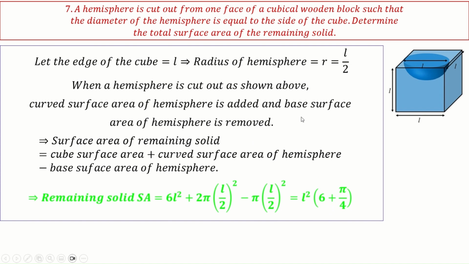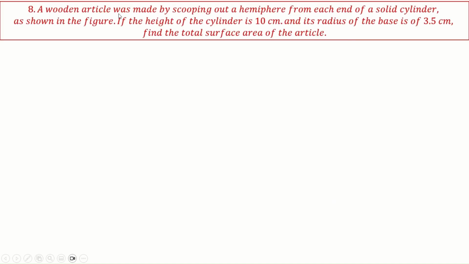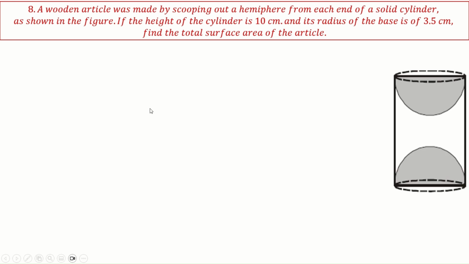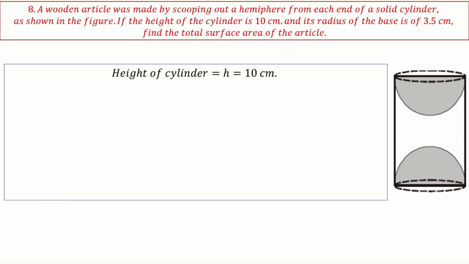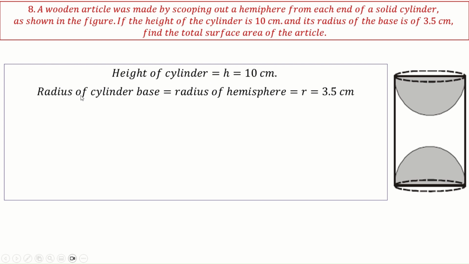Next. A wooden article was made by scooping out a hemisphere from each end of the solid cylinder, as shown in the figure. Both ends have a hemisphere scooped out. If the height of the cylinder is 10 centimeters and its radius at the base is 3.5 centimeters, find the total surface area. This is the same as the previous problem. Only thing is you need to apply it on both ends. That's all.